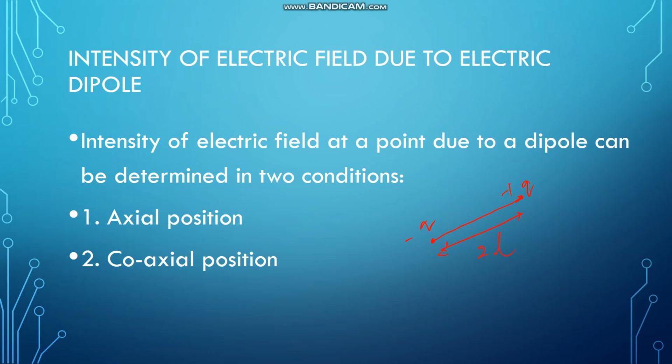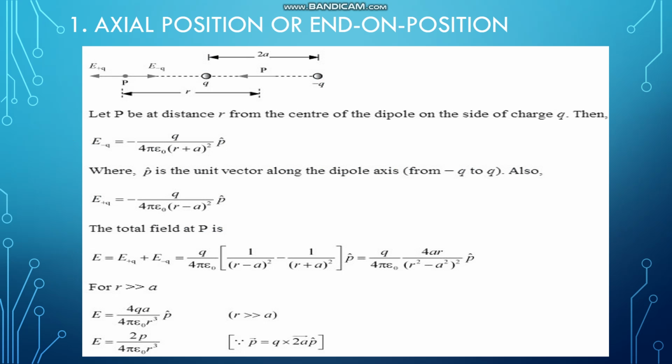First is the axial position, second is the equatorial position. Now see the first topic, electric field intensity at a point taken on the axial line. First let us understand what the axial position, or end-on position, is. The line passing through the two charges of an electric dipole is called the axial line. If the point at which the intensity of electric field is to be determined is taken on the axial line, then this position is called the axial position or end-on position.